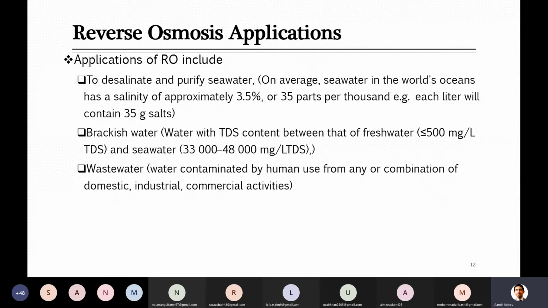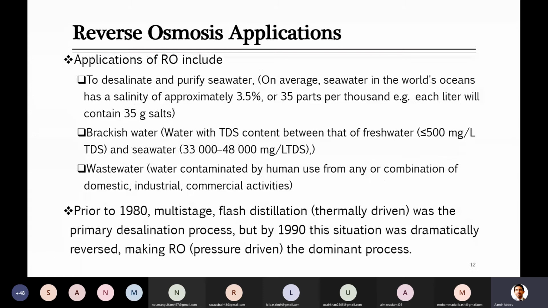The third application of reverse osmosis is for wastewater. That is water contaminated by human use, from any or a combination of sources. We can use it to clean municipal water, industrial water, and domestic water. All that kind of water can be treated with the help of this technique, reverse osmosis.